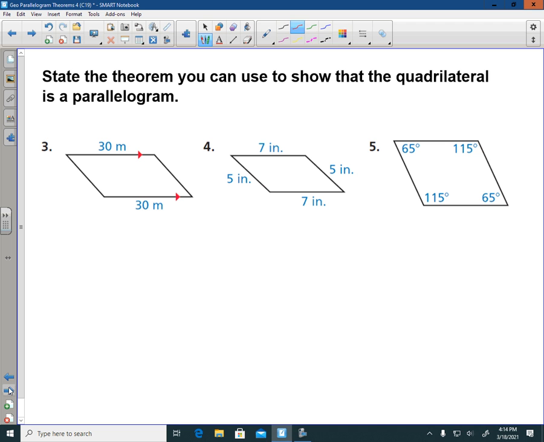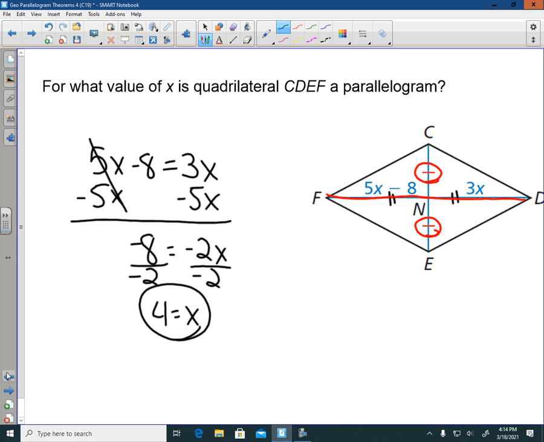So let's just kind of work with this. State the theorem that you can use to show that the quadrilateral is a parallelogram. In number 3 here, what I have are a couple of measurements in opposite sides that show me that those measurements are the same, which means this side opposite this side are congruent. So they are both congruent and parallel. So let's go back.